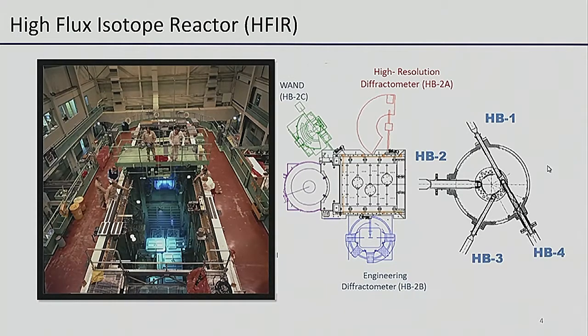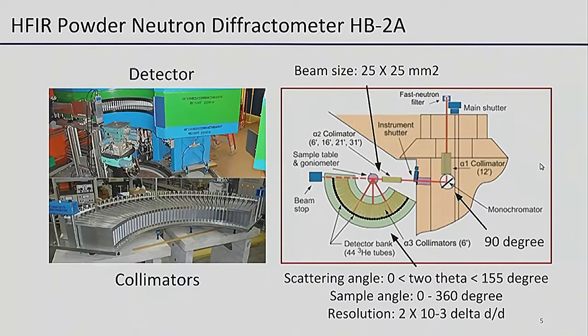First, this is the reactor we have seen before, and this is a beam at HB1 group. And this is what we have done as a high-resolution diffractometer, HB2A. And from this side, we can see the real picture of the detectors and the collimators.